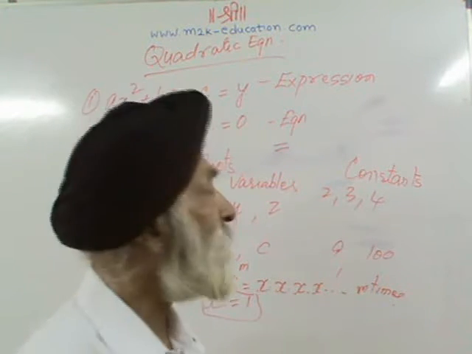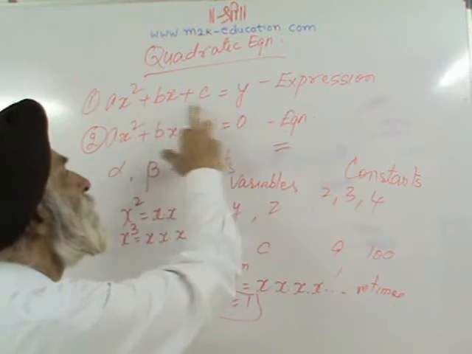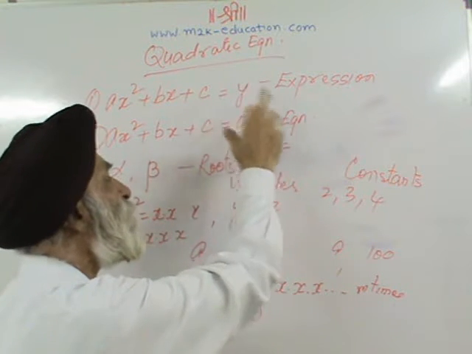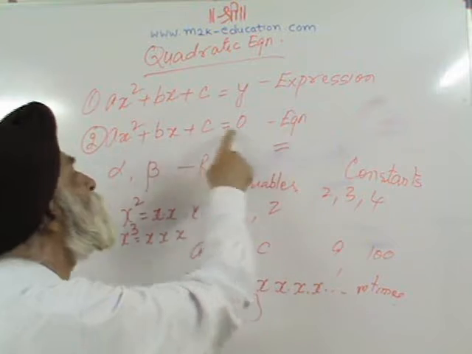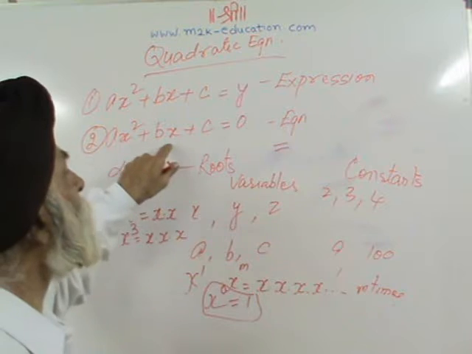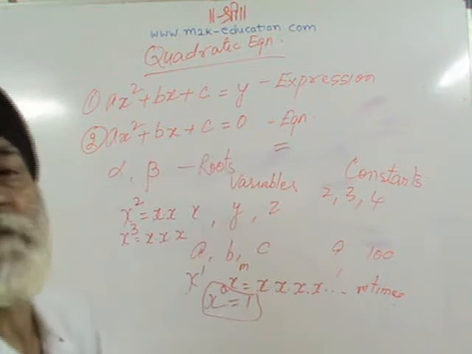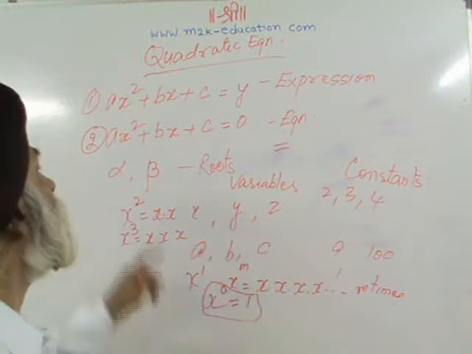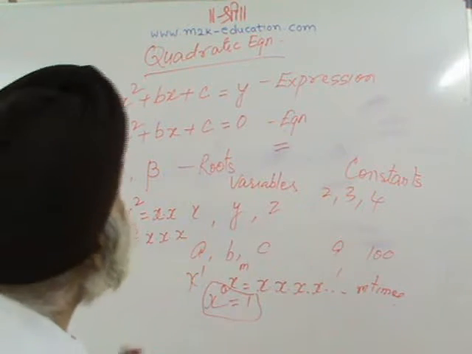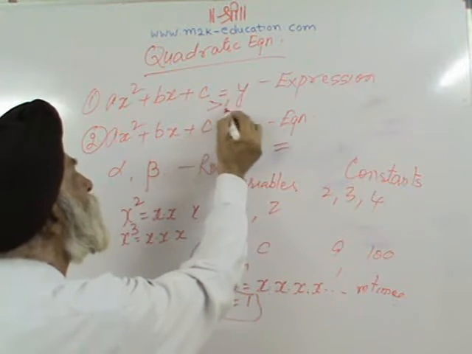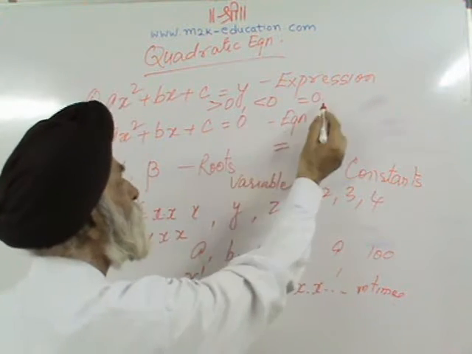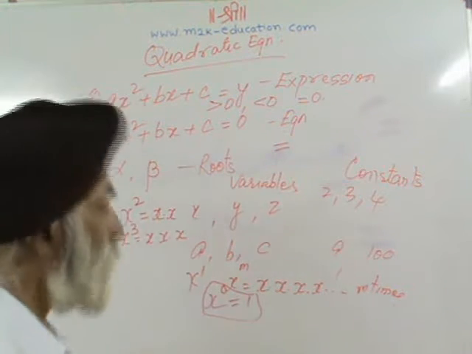So coming back to these two expressions, in one case it is a variable like y, in the other case it is 0. So the expression ax square plus bx plus c equal to 0 becomes an equation. Now in case of ax square plus bx plus c, we can always say that it could be more than 0, it could be less than 0, or it could be equal to 0. That's why there are three options. In case of the equation, there is only one option.